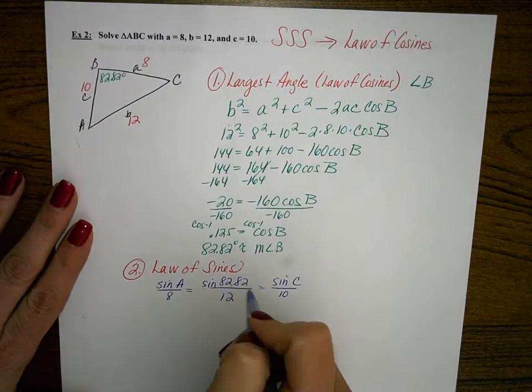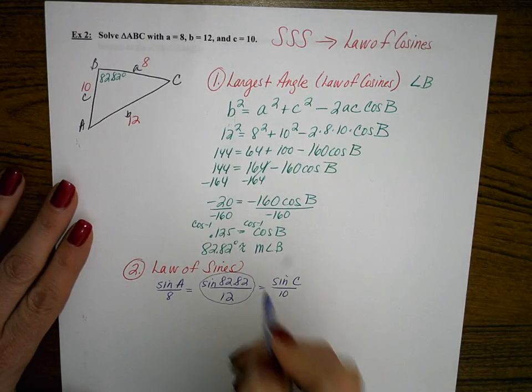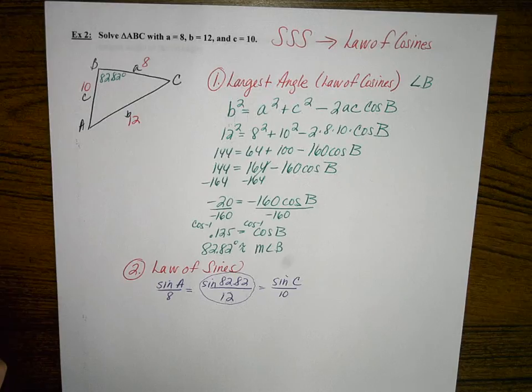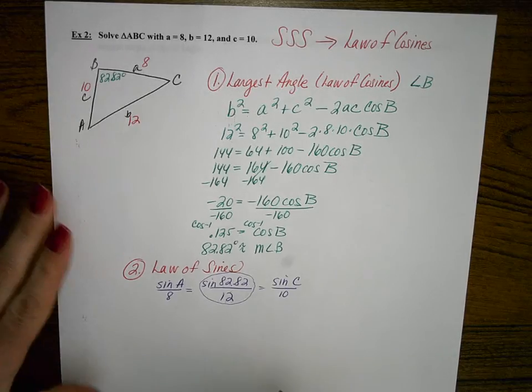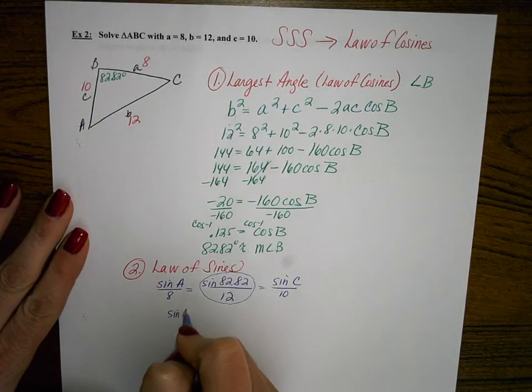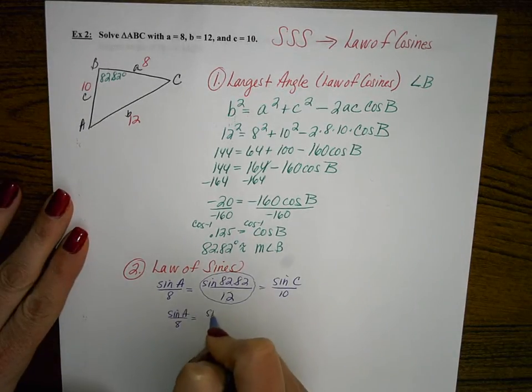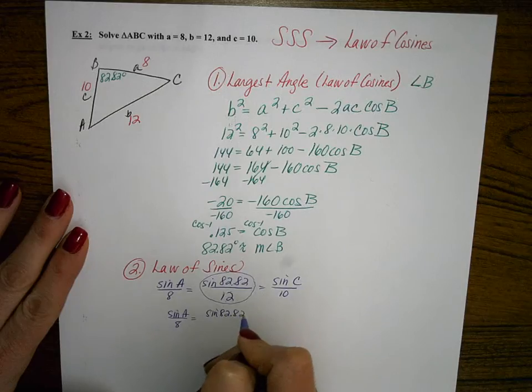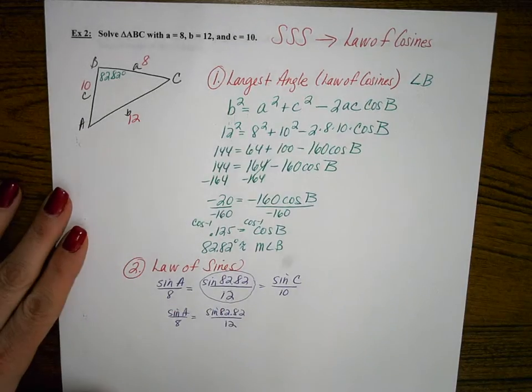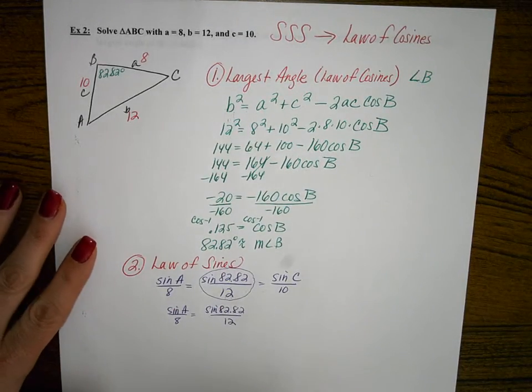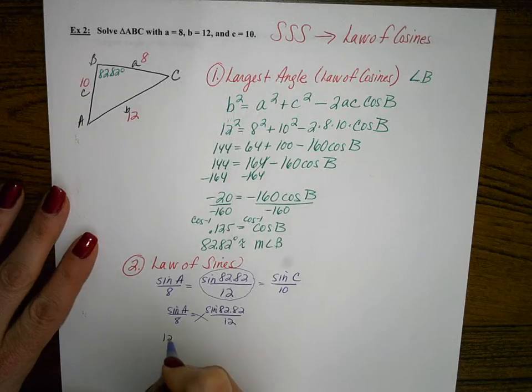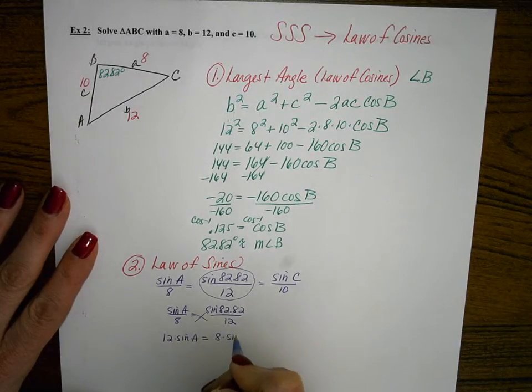I know one full fraction. Now, at this point, it doesn't make a difference what I find next. All right, what do you want to find next? Let's find A. All right, so the sine of angle A over 8 is equal to the sine of 82.82 over 12. We know enough about the law of sines to realize that I'm going to cross multiply. So 12 times the sine of angle A is equal to 8 multiplied by the sine of 82.82.